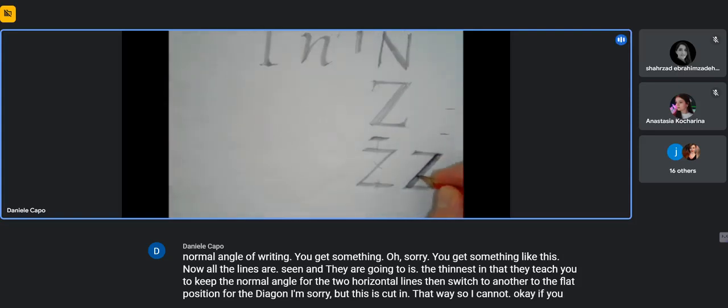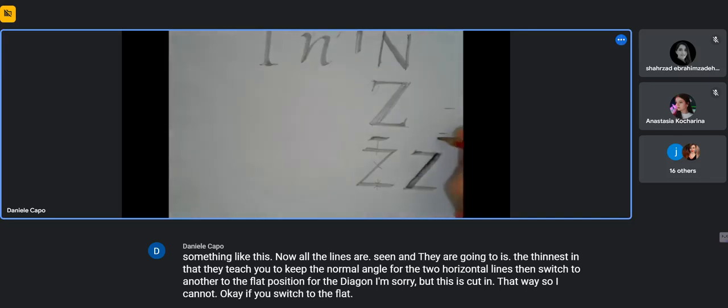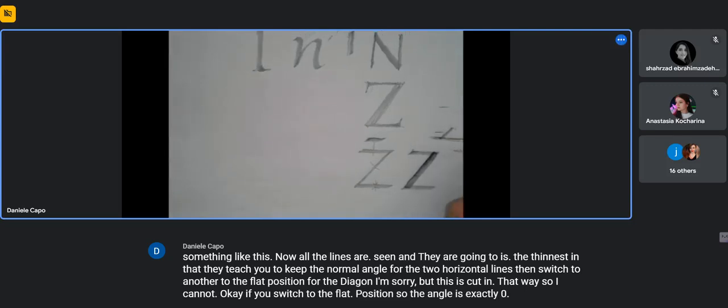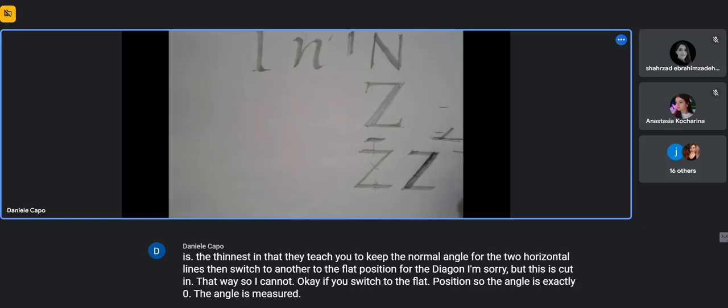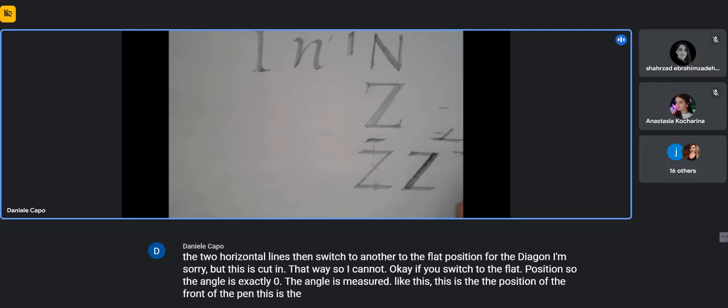If you switch to the flat position, so the angle is exactly 0, the angle is measured like this. This is the position of the front of the pen. This is the baseline, and this is the writing angle.